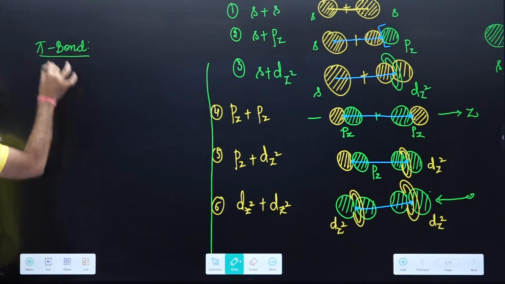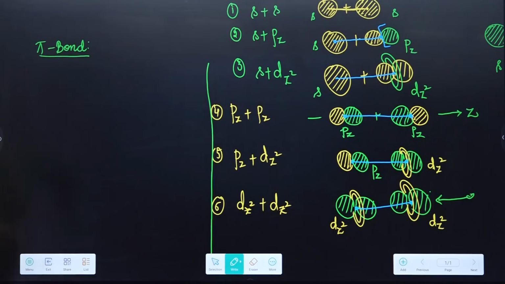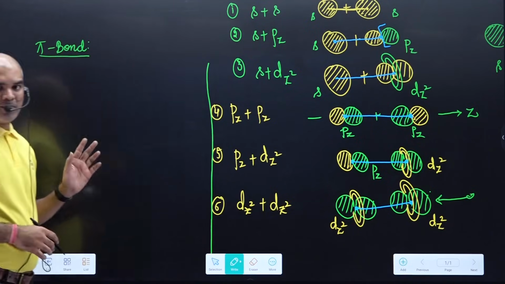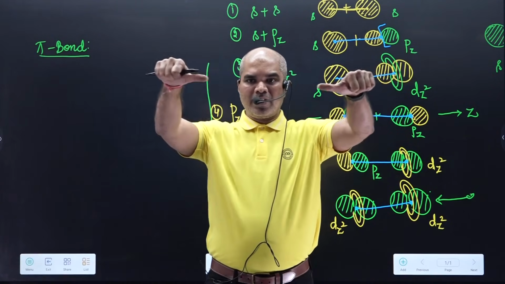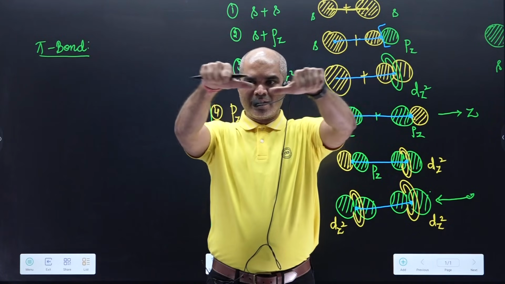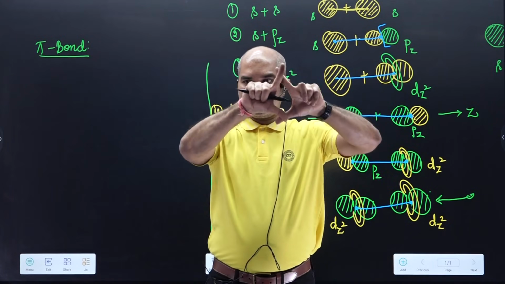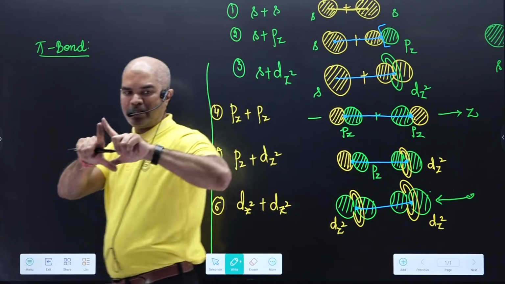How do you define a pi bond? Head-to-head overlap, linear overlap, is sigma bond. Pi bond is sideway overlap. If these are the two orbitals, head-to-head overlap is sigma, sideway overlap is pi. So pi is sideway overlap.